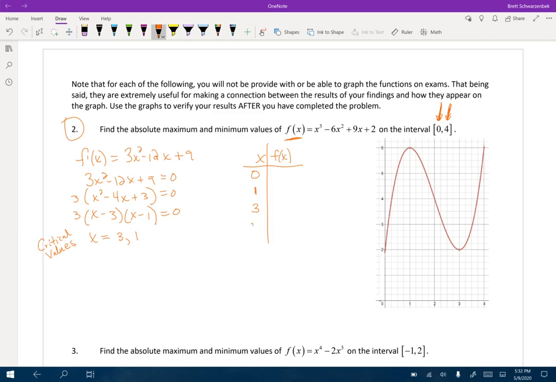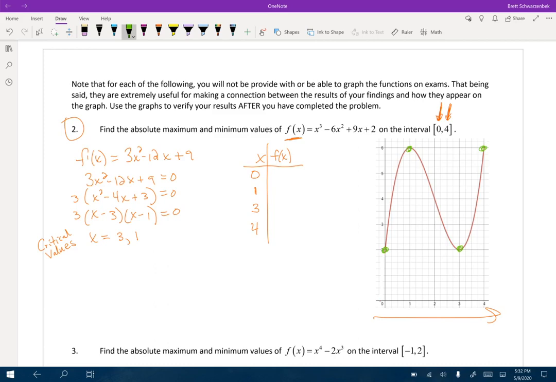So I like to do it in order, so we literally can follow right through the graph and see where all these values are. So where are these located on the graph? Well, they're located at x equals 0, you're here. At x equals 1, we're here. At x equals 3, we're here. At x equals 4, we're here. So by doing this, we have identified essentially the 4 possible values that could be absolute extrema.